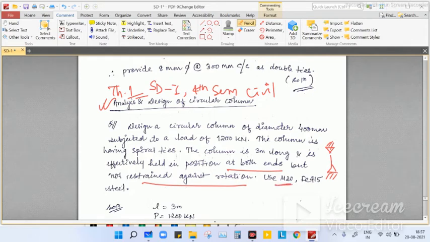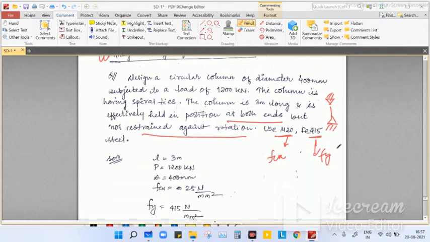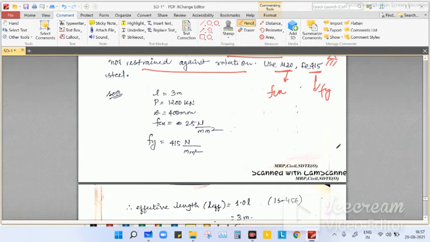Use M20 and Fe415. So this is fck 20 Newton per mm square, this is fy 415 Newton per mm square. Okay, you can see here the given data: length is 3 meter, P is 1200 kilonewton, diameter is 400 mm, fck is 20 Newton per mm square, fy is 415 Newton per mm square.